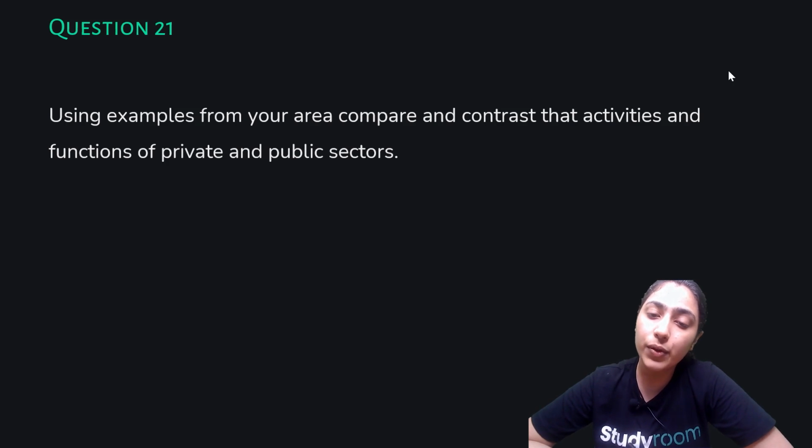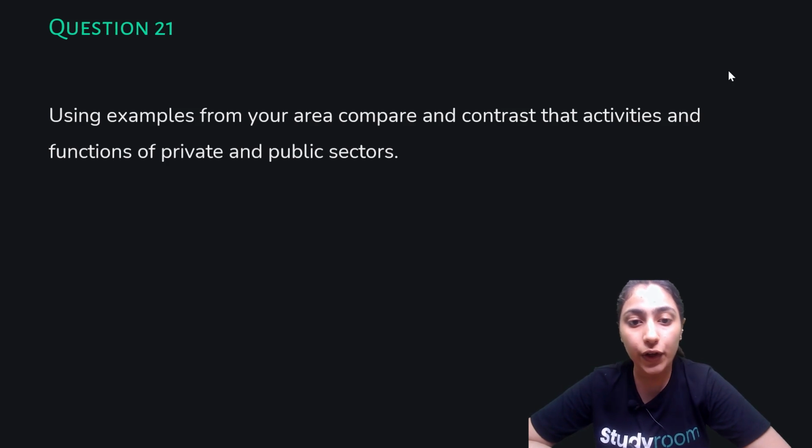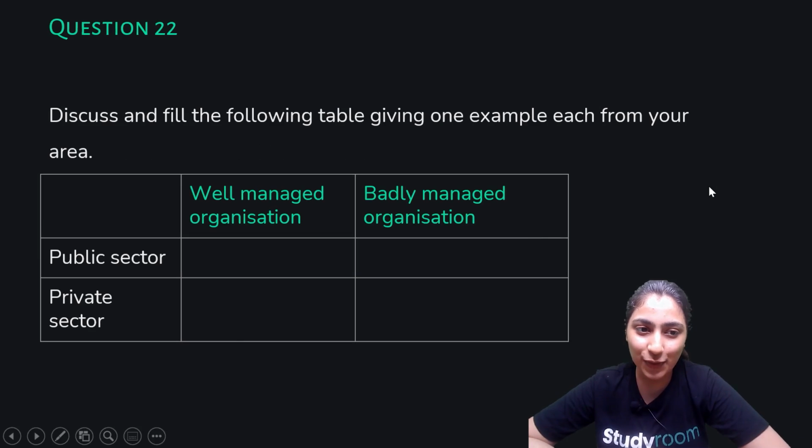In examples, you can definitely include for the government-owned sectors, which is your public sector, railways. And when it comes to private sectors that are owned by individuals with only the motive of profit earning, in that you can definitely include Reliance, or sometimes Jio as well. Now, moving forward, discuss and fill the following table, giving one example each from your area.